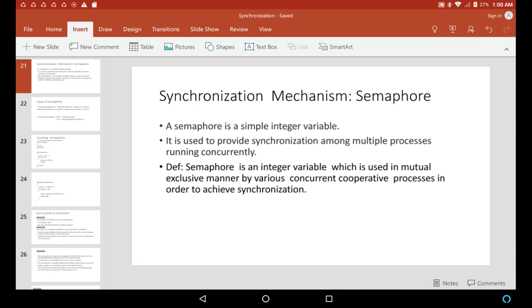So first of all, what is a semaphore? The first thing given in the definition is that it is an integer variable. The second point is that this integer variable value is used by different cooperative processes in a mutually exclusive manner. And the third point to note is that this is done for achieving synchronization.